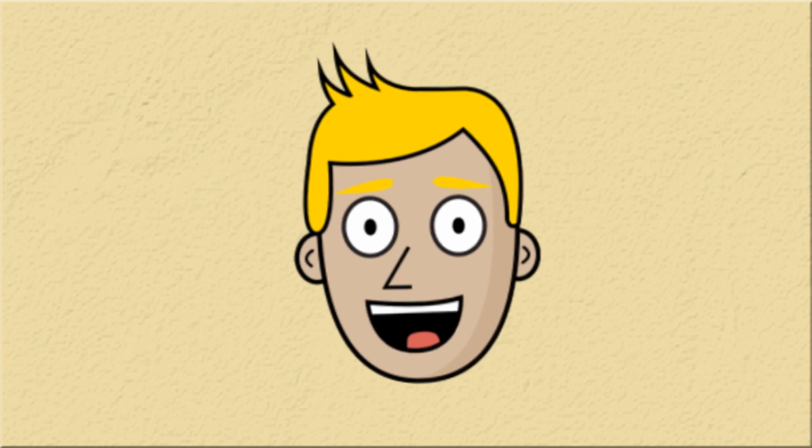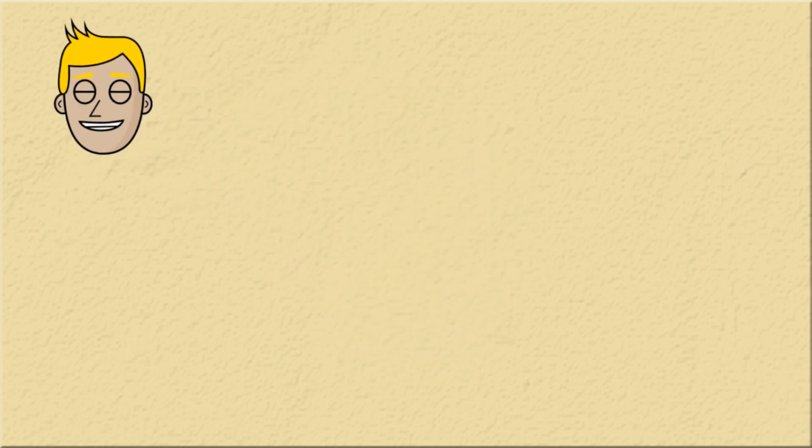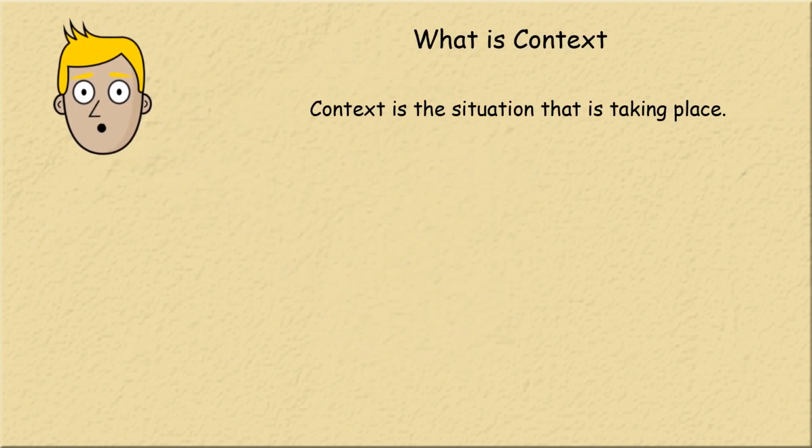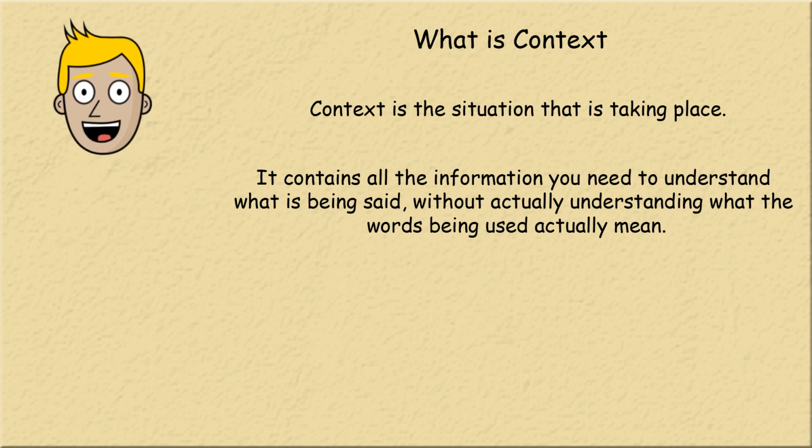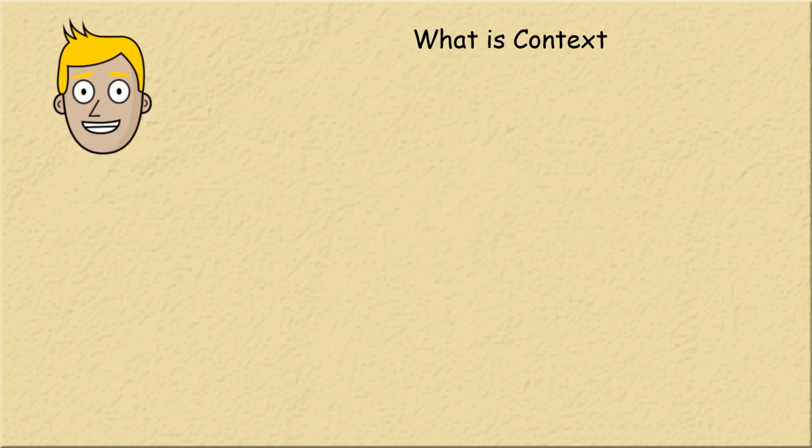Before we talk about how context works, we need to define it. Context is the situation that is taking place. It is the picture that is being painted, and within it all the information you need to understand what is being said without actually understanding what the words being used mean. By doing this, you start making connections to what some of the words actually mean. This is what we call picking up the language.